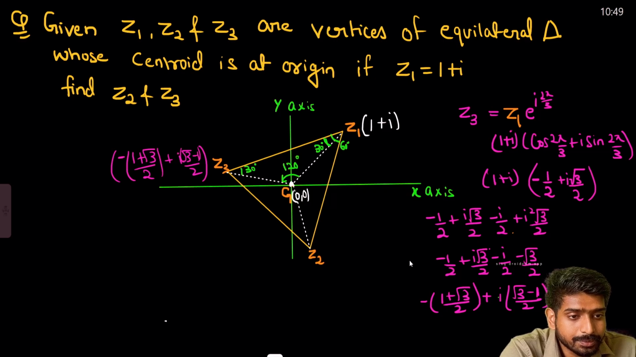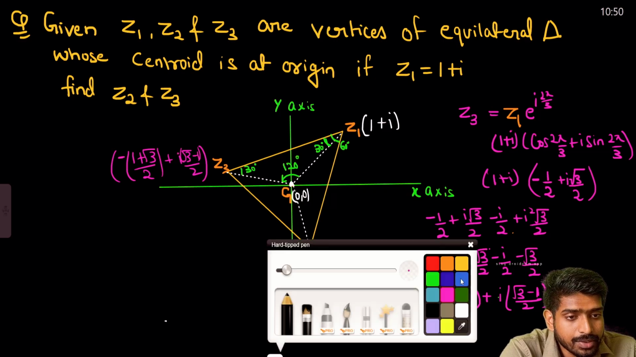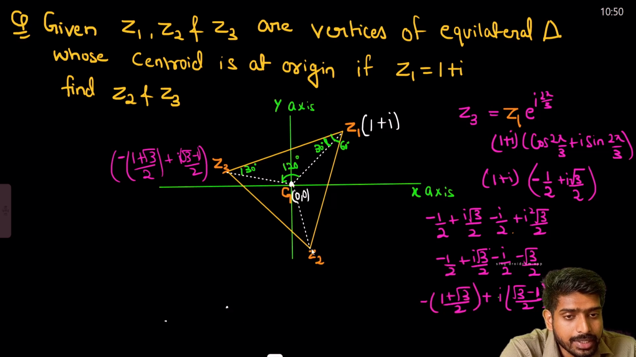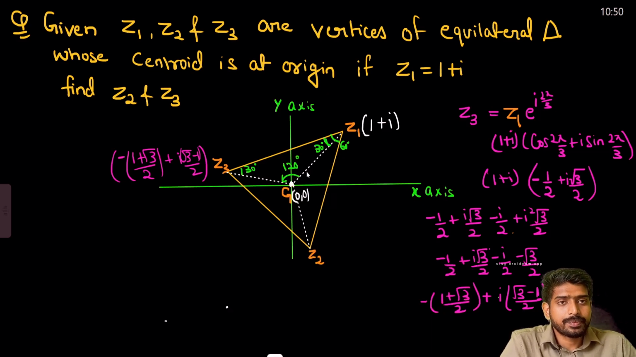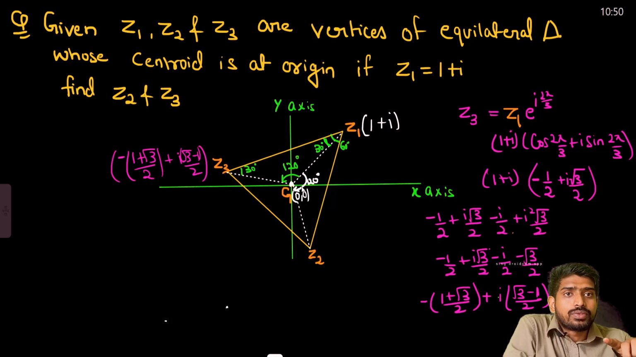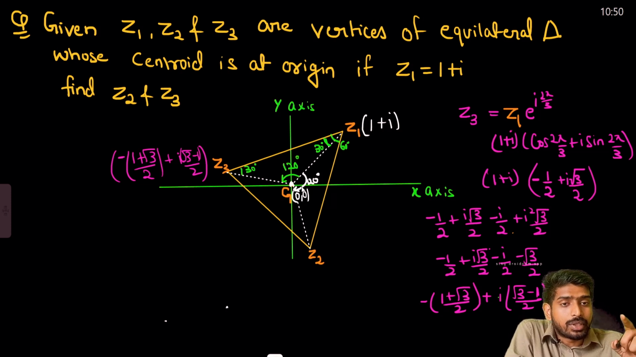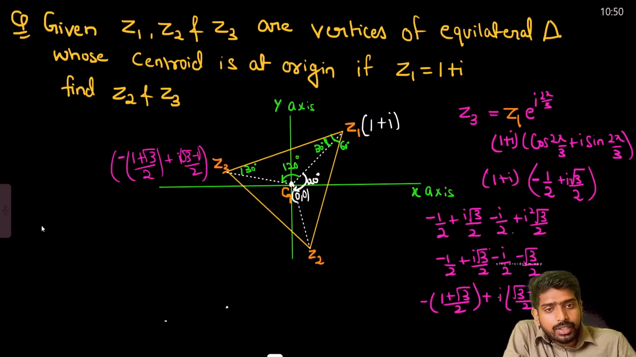Got it? Now next we'll try to find the complex number Z2. Now for Z2 also, this angle is 120 degrees. We can get Z2 from Z1 by rotating Z1 by 120 degrees but in the clockwise direction. To rotate in the clockwise direction, I'll multiply Z1 with e to the power minus iota 2 pi by 3. So this will give my Z2.